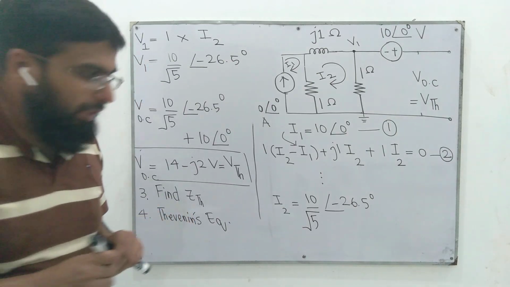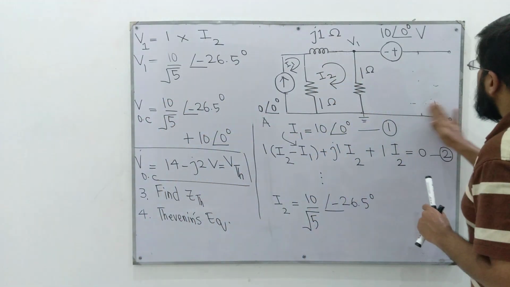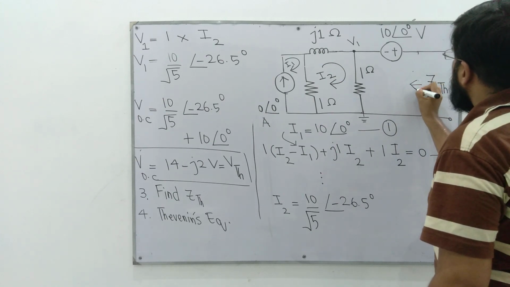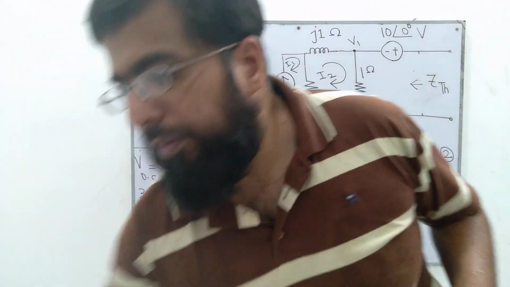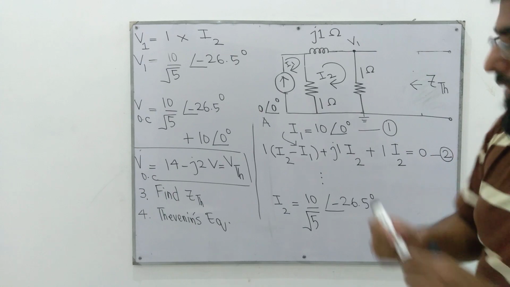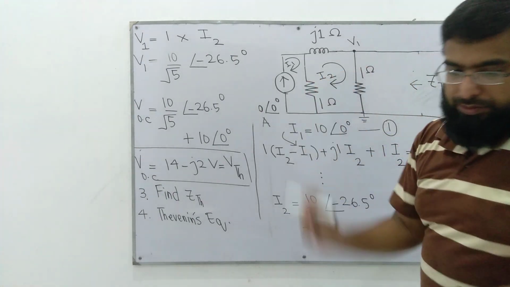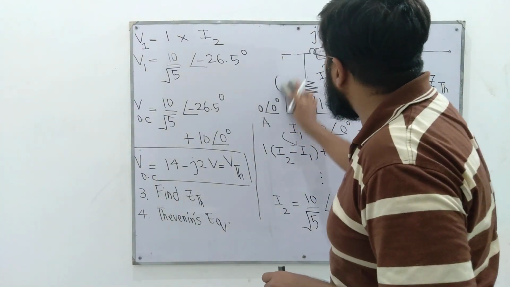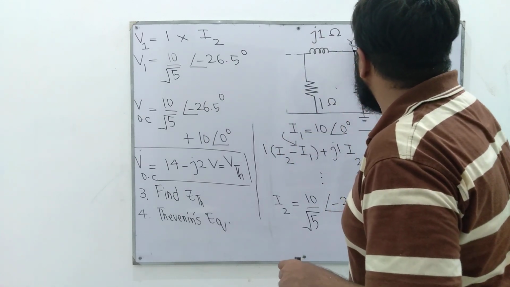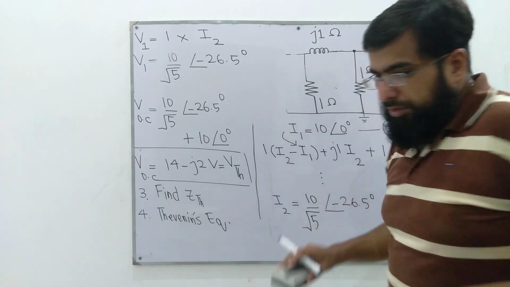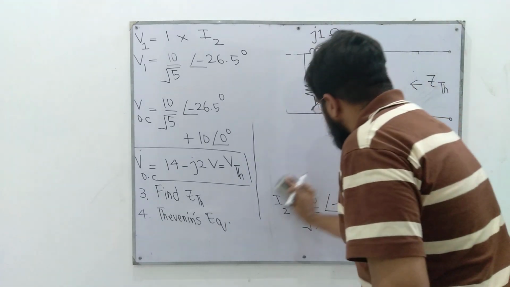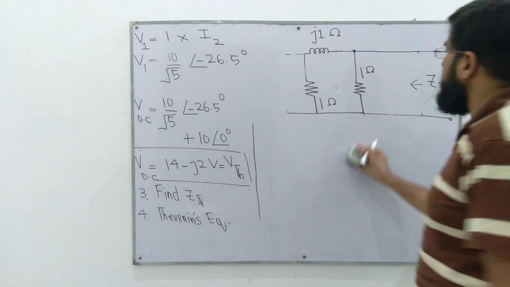In step number 3, we have to find Z Thevenin. To find Z Thevenin, all voltage sources will be replaced with short circuit. This is a voltage source. We'll replace it with a short circuit. This is a current source. We'll replace it with an open circuit. And now this is the circuit for which we have to find Z Thevenin.